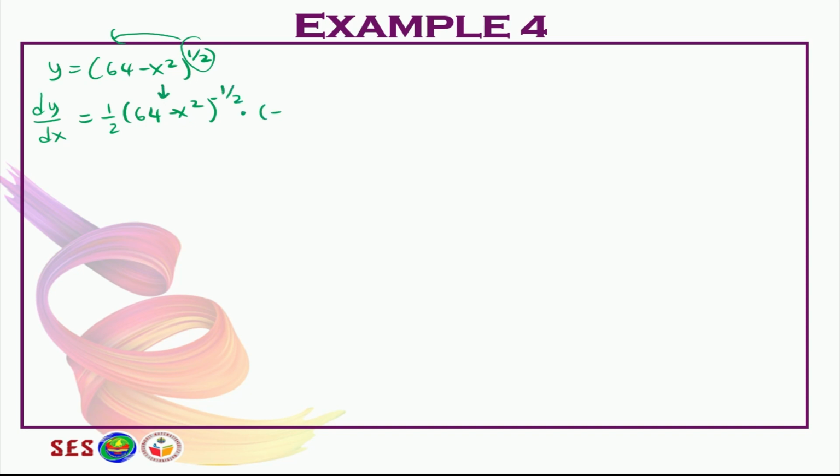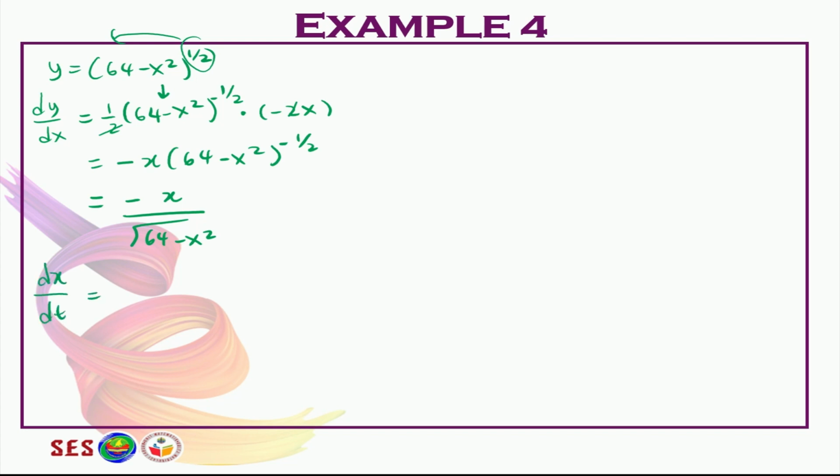So next you have to differentiate y. So we have y is equal to (64 minus x squared) power 1 over 2. So differentiate, dy over dx is equal to, bring power to the front, so 1 over 2, copy back (64 minus x squared) power negative 1 over 2, and then differentiate inside the bracket times negative 2x, and then simplify. So you have negative x (64 minus x squared) power negative 1 over 2. Or you can write this one as negative x over square root of 64 minus x squared.